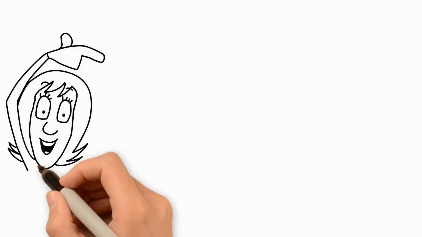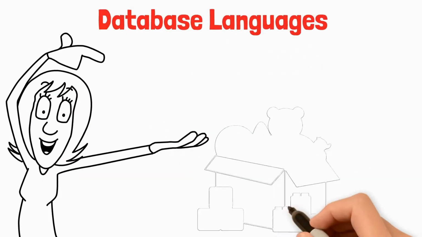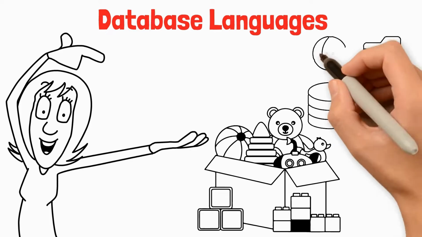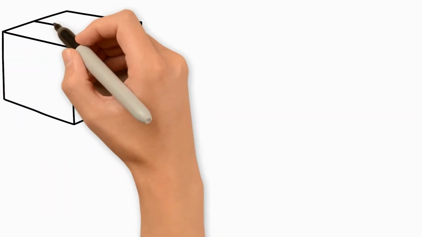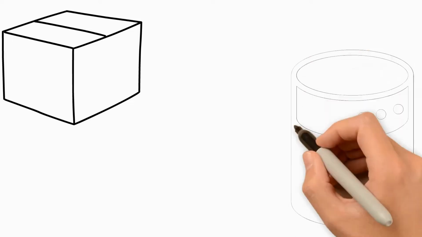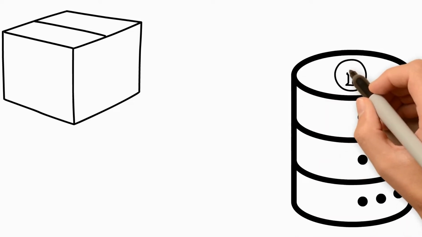All right, let's learn what our database language is. Let's make it simple and get back to our toy box and database analogy. We have the toy box where we keep all the toys neatly arranged. Now think of a database like a giant digital toy box where all sorts of information is stored.